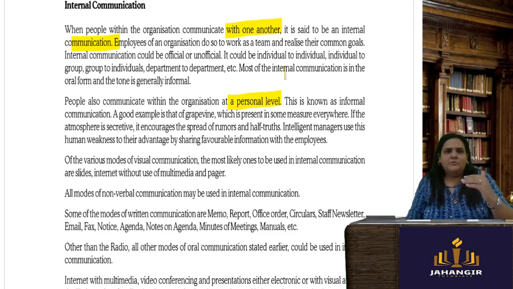Grapevine: I told you something, you went and told that same thing to someone else in another form, so it spreads rumors and half-truths here and there. Okay, so it is an unofficial, informal communication.